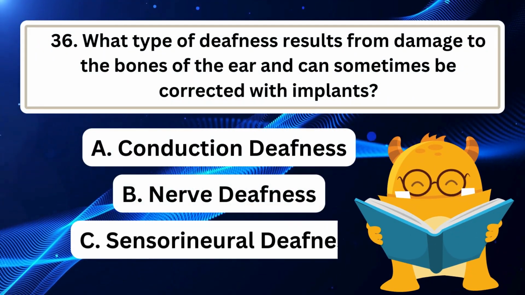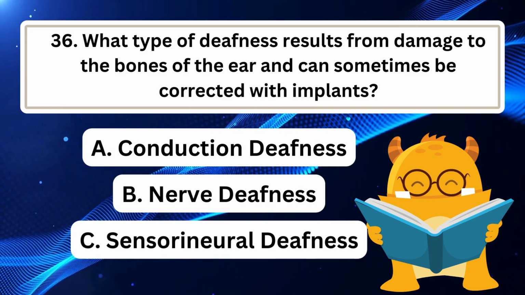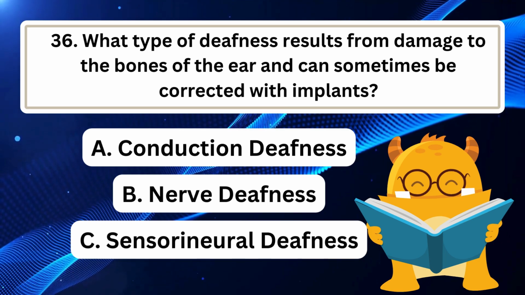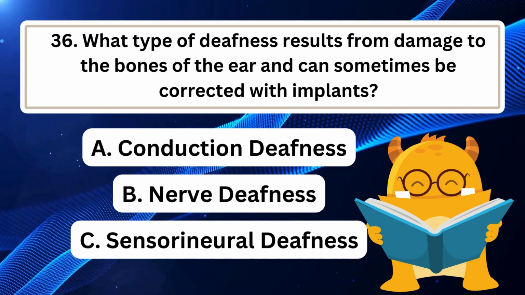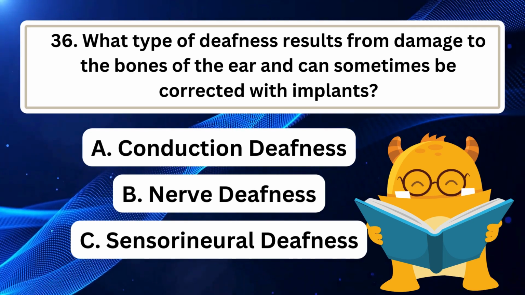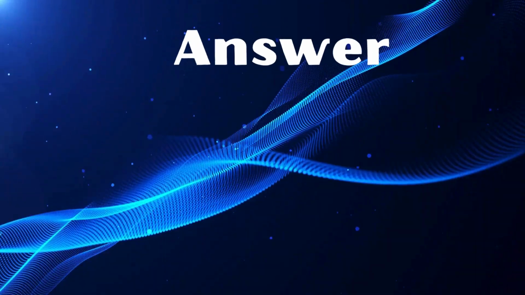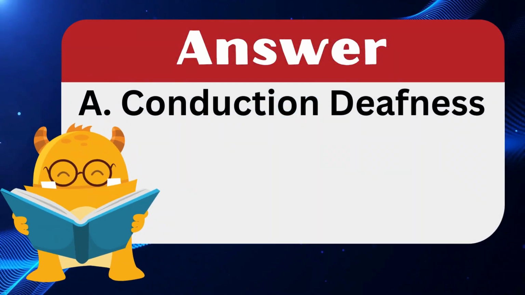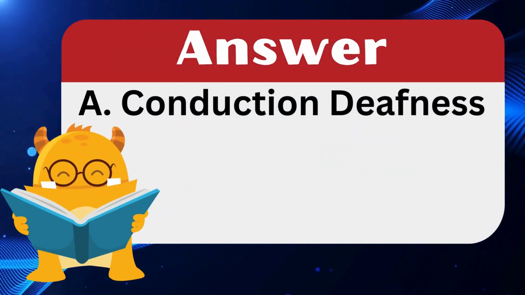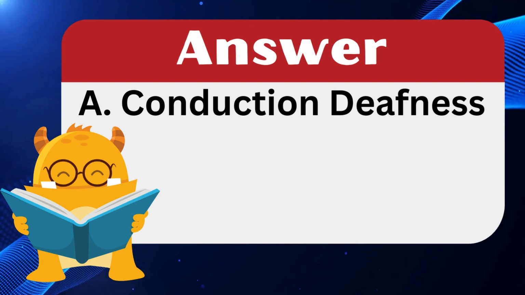36. What type of deafness results from damage to the bones of the ear and can sometimes be corrected with implants? A. Conduction deafness. B. Nerve deafness. C. Sensorineural deafness. A. Conduction deafness. Conduction deafness results from bone damage in the ear, which can sometimes be corrected with implants.